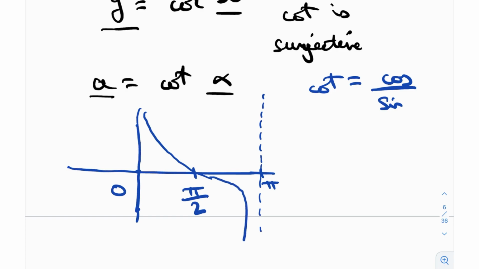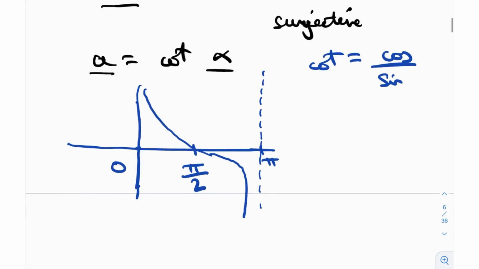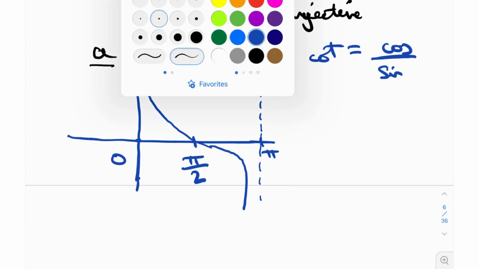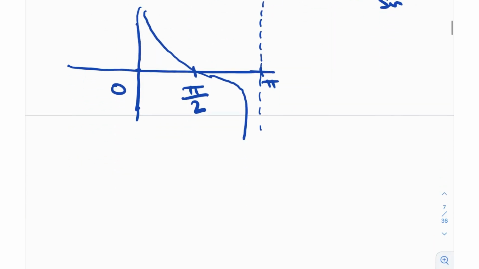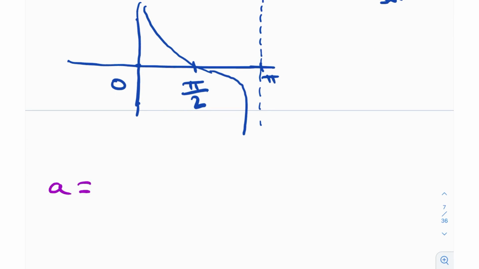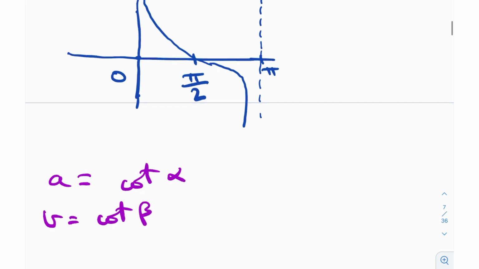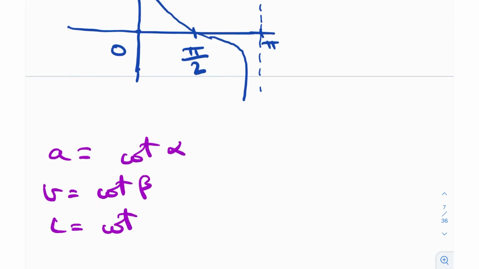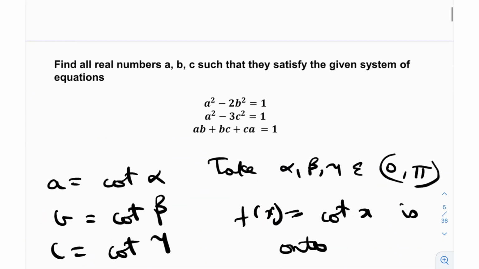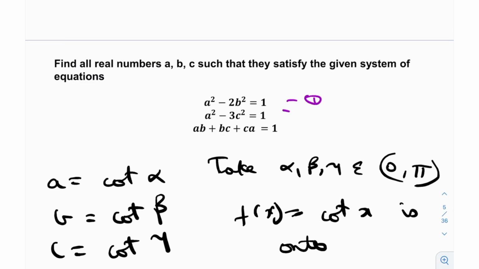Okay, that's a very rough graph, but anyways, I think you get the point. So moving on to the actual part of the solution. Just to remind, we have used this substitution: A is equal to cotangent alpha, B is equal to cotangent beta, and C is equal to cotangent gamma. And let's label these three equations as 1, 2, and 3 respectively.